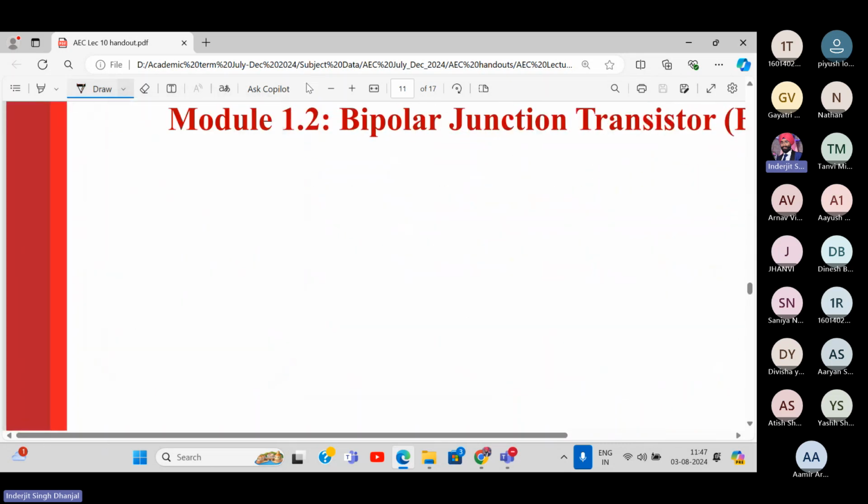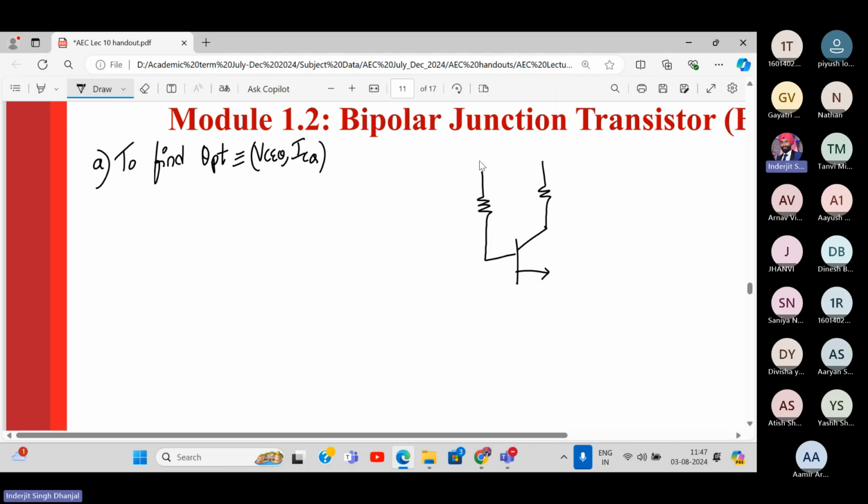Okay, great. Now let's first focus on the first objective, that is to find Q point. That is to find VCEQ expression and ICQ expression. So for that, we need to draw the diagram again. You have already drawn, so you all can rest. Let me draw it once. So this is plus VCC, right? This is RC, RB, and ground.